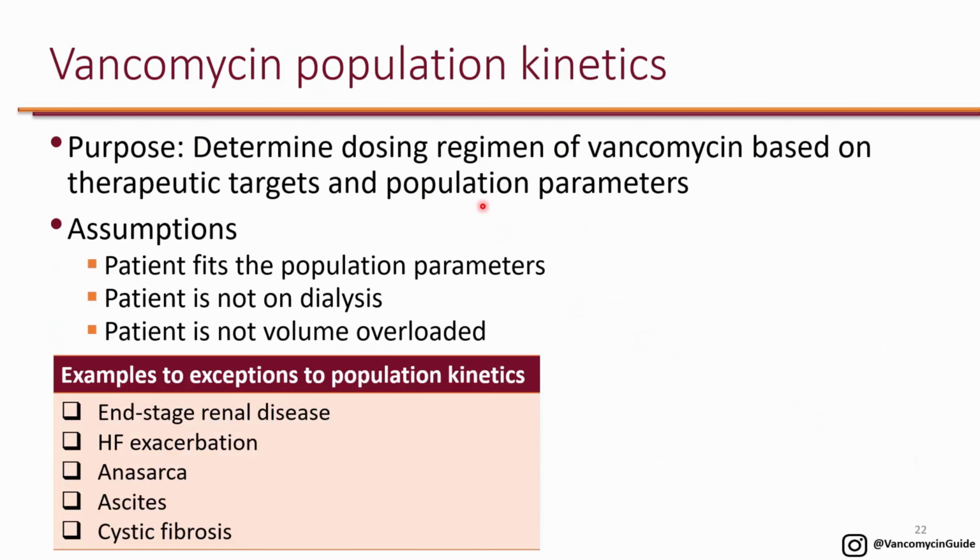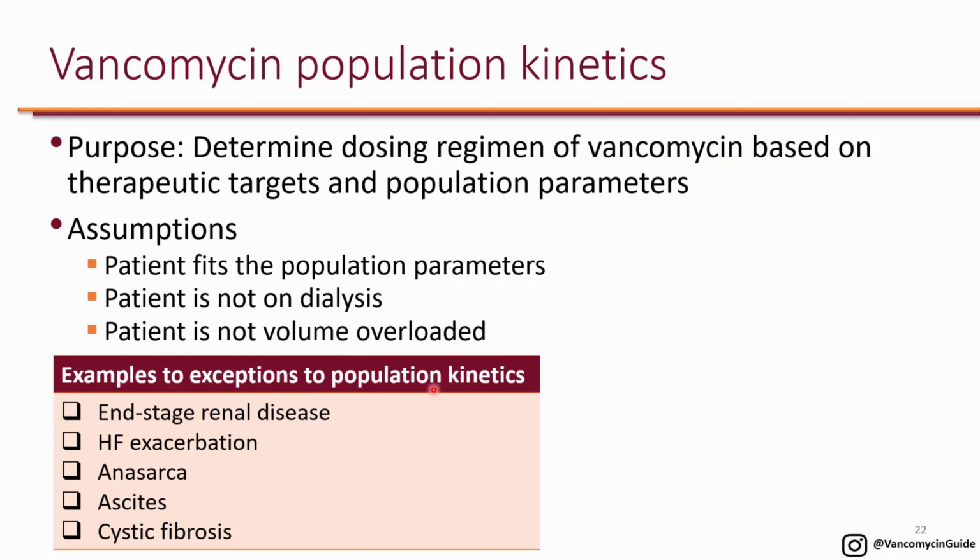So when it comes to population kinetics, the purpose is, of course, to determine the dosing regimen of vancomycin based on therapeutic targets and population parameters. So we're making assumptions from these pharmacokinetic models. The first assumption is that whoever the patient is, they fit the population parameters. And of course, we're assuming that the patient is not on dialysis and is not volume overloaded.